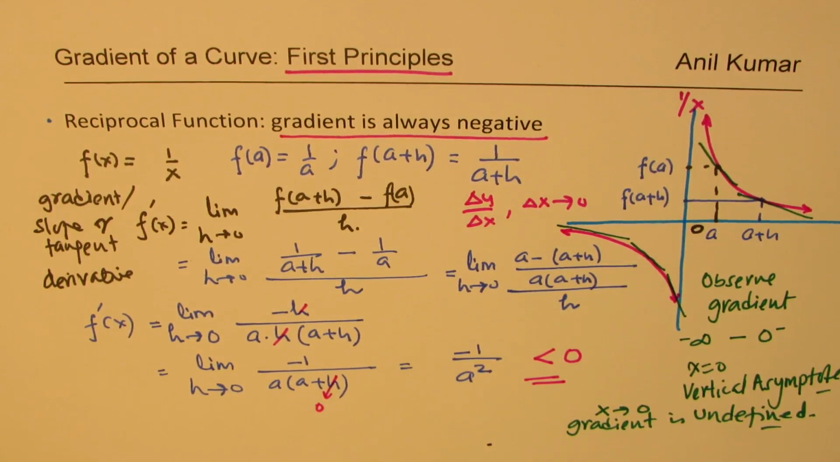Is that clear? So that is how we show that the gradient is always negative for a reciprocal function. Is that clear to you? So that's how we show it. And we do have a general expression here for 1 over x as minus 1 over a squared, right?